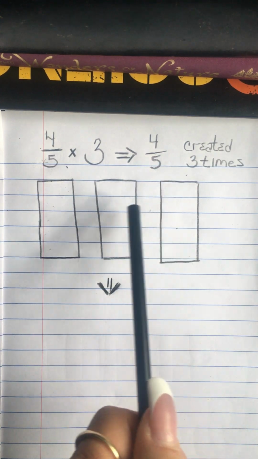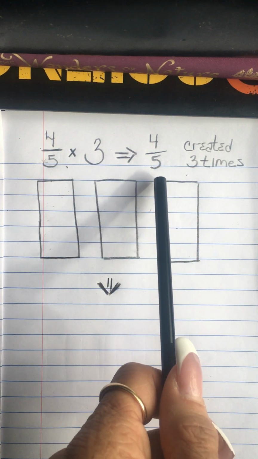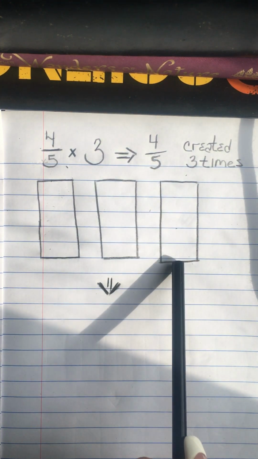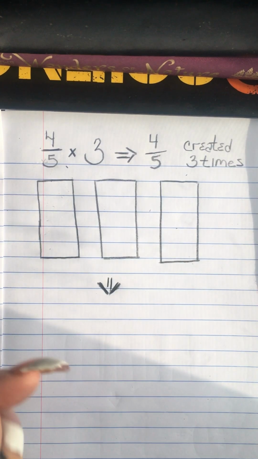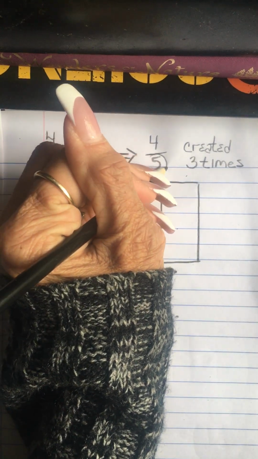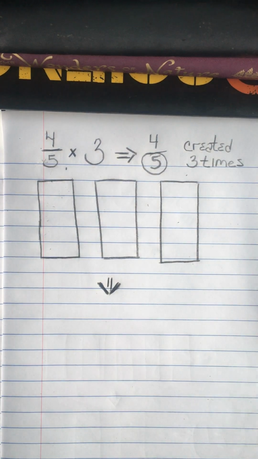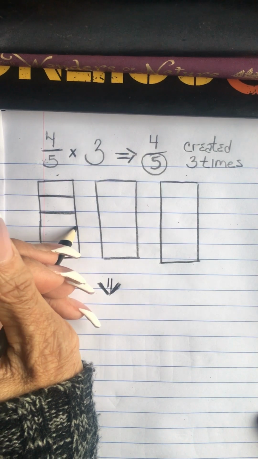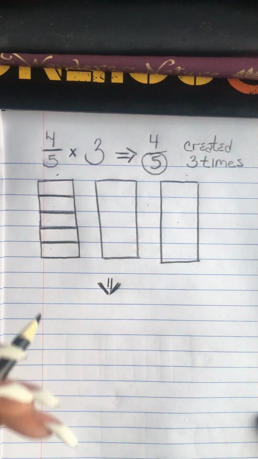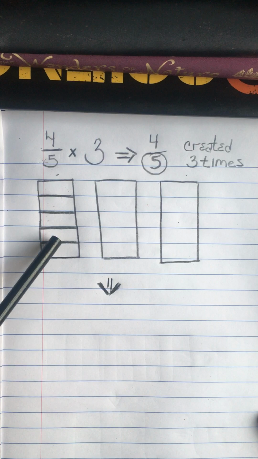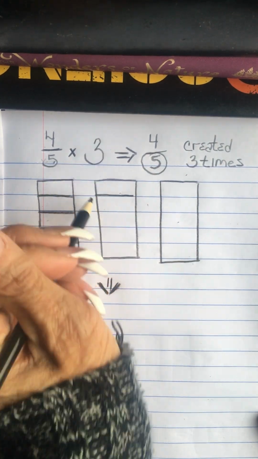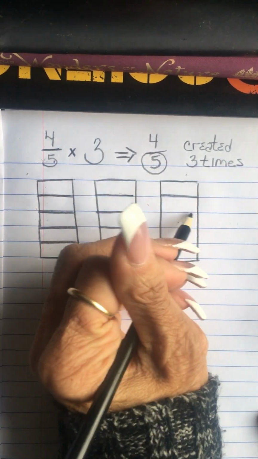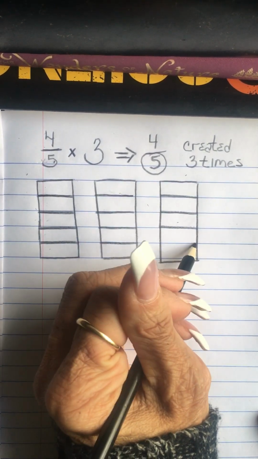And as I said earlier, you are going to create equal sections, and you will know how many sections to create based on the denominator of your fraction. So the denominator is 5, so I need to create 5 equal sections in each of my whole units: 1, 2, 3, 4, 5. The same thing in the second unit, and then the same thing in the third unit.